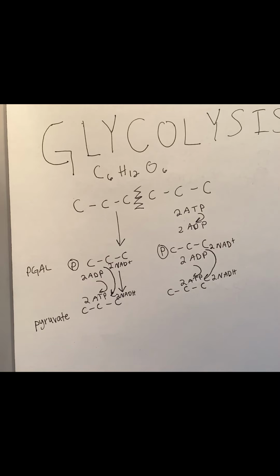pGal then turns into pyruvate, which creates energy. NAD comes into play to pick up the hydrogen, turning NAD plus into NADH on both sides. The products of glycolysis are 2 net ATP, 2 NADHs, and 2 pyruvate.